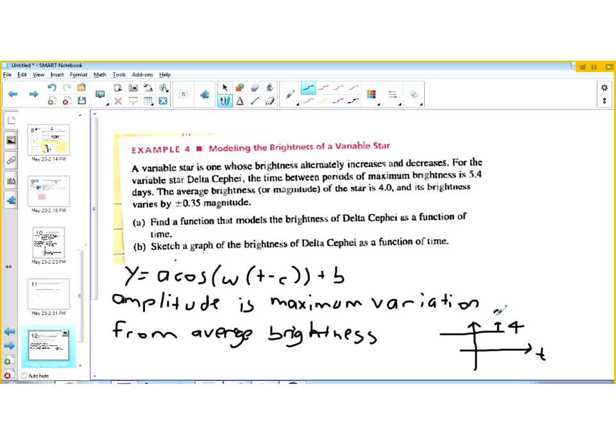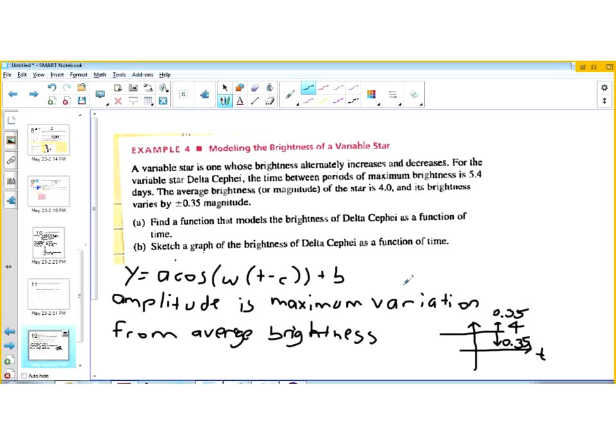And so the variation from 4, we go 0.35 in this direction, and then we go 0.35 in the other direction. So the brightness is confined to this band, between 3.65 and 4.35. So your amplitude is readily discerned to be 0.35, and B is 4. Okay, so we got that so far.